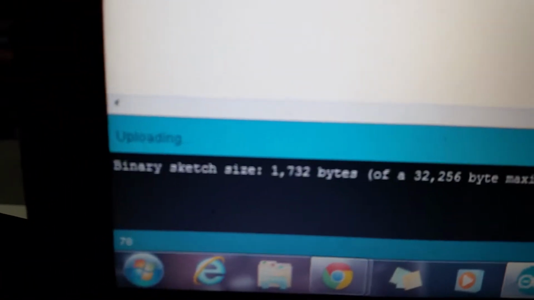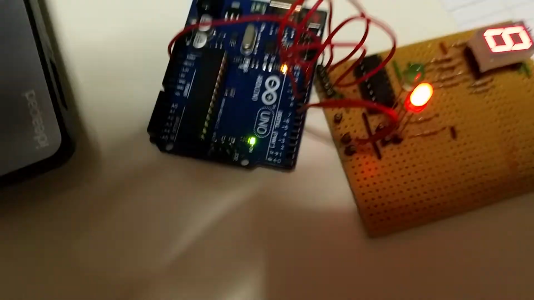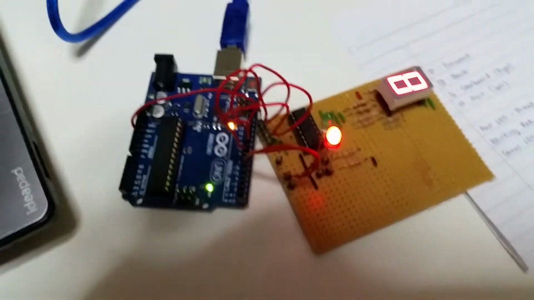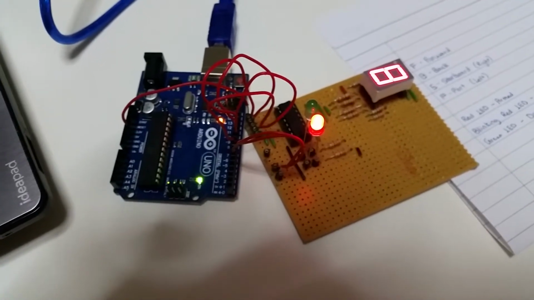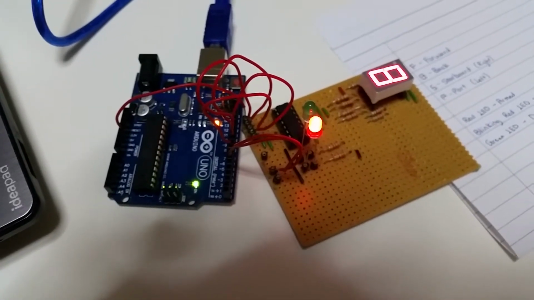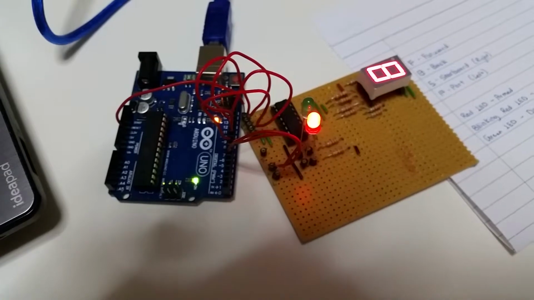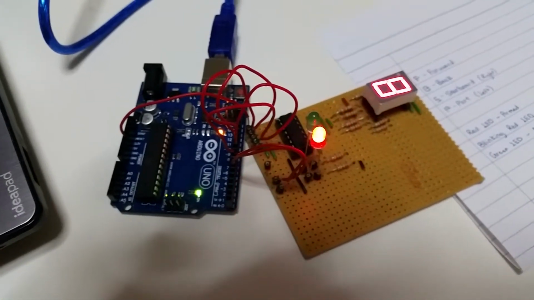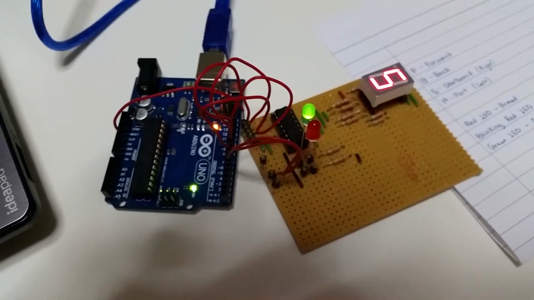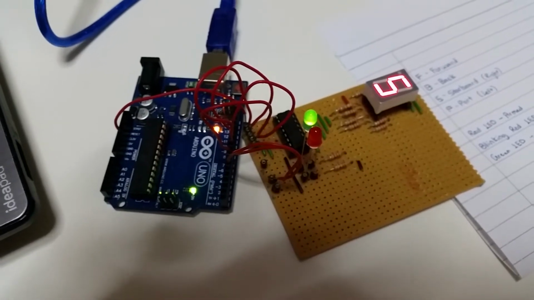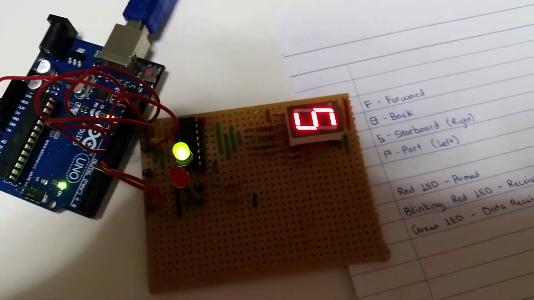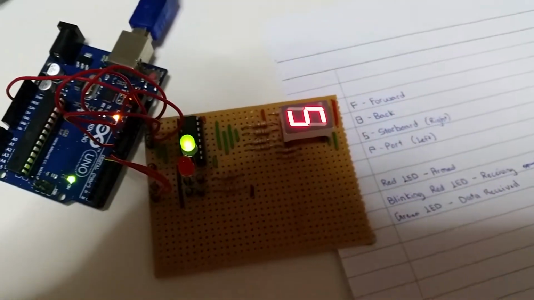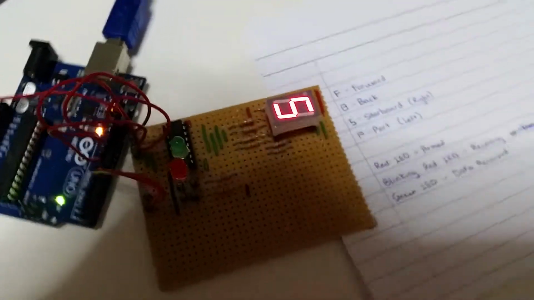It's compiling, uploading. Okay, now as you can see, red LED is lighted up, which means it's ARM mode now, which is on standby mode. So next is blinking, it means it's receiving data. And then the green LED has shown data received, and then S is shown, means in starboard. The UAV is flying starboard, which is flying to the right now.